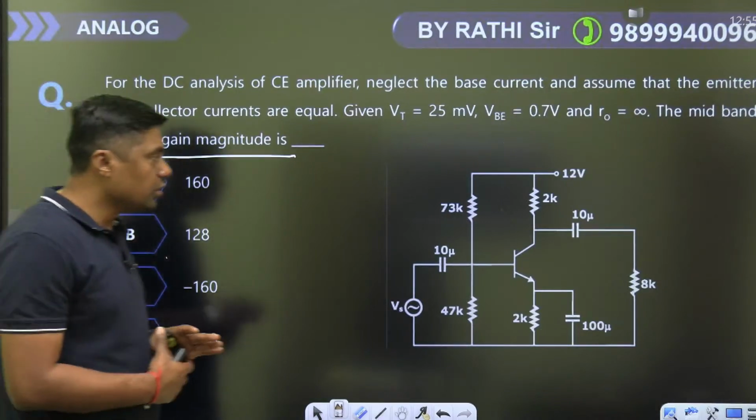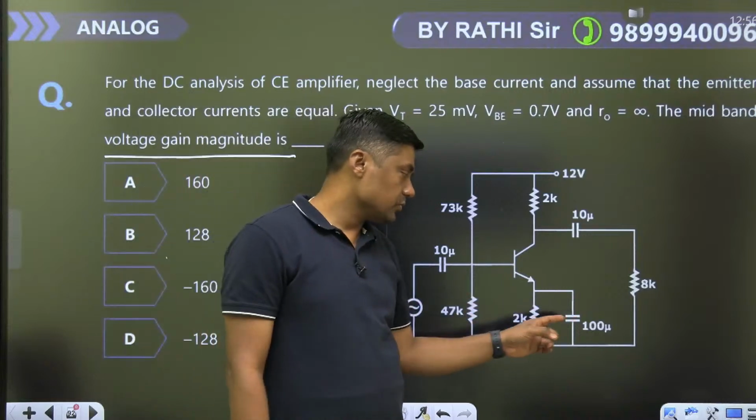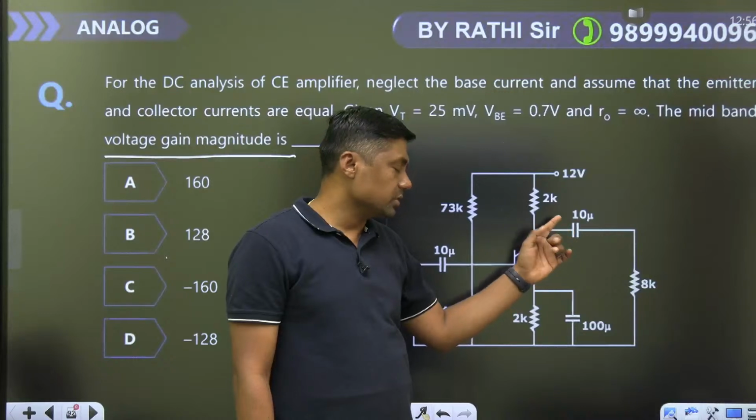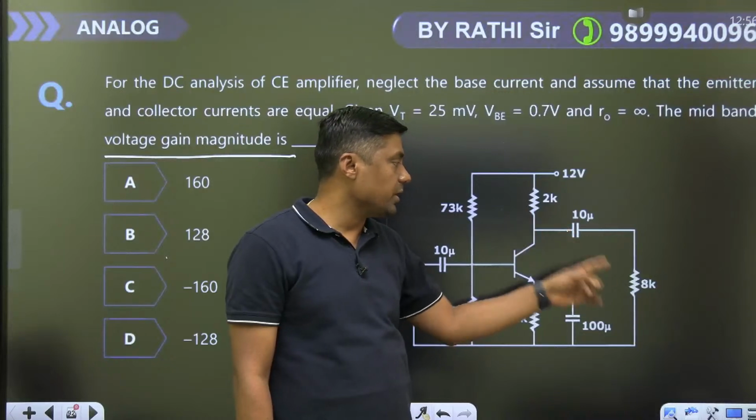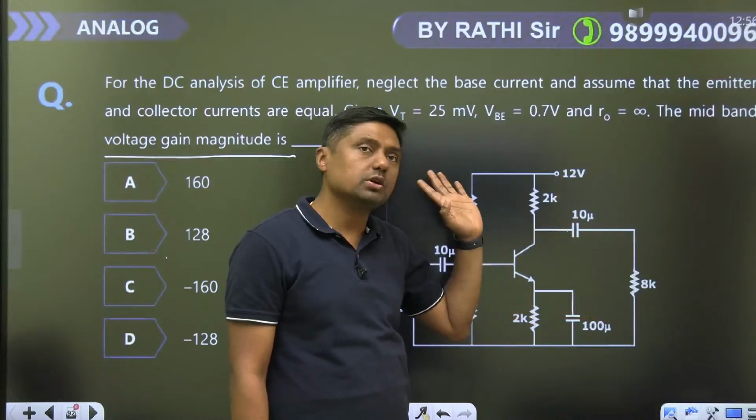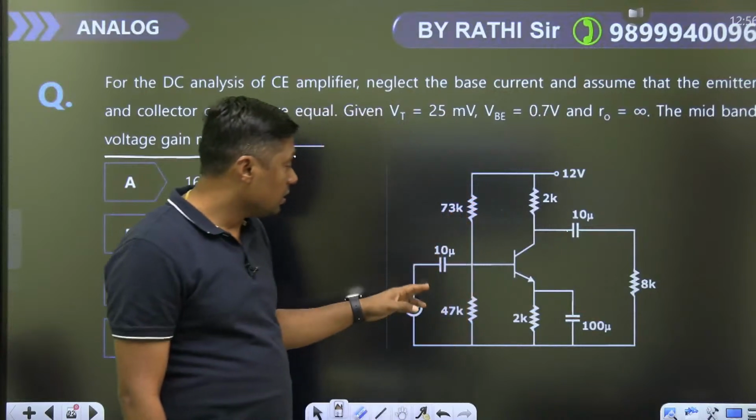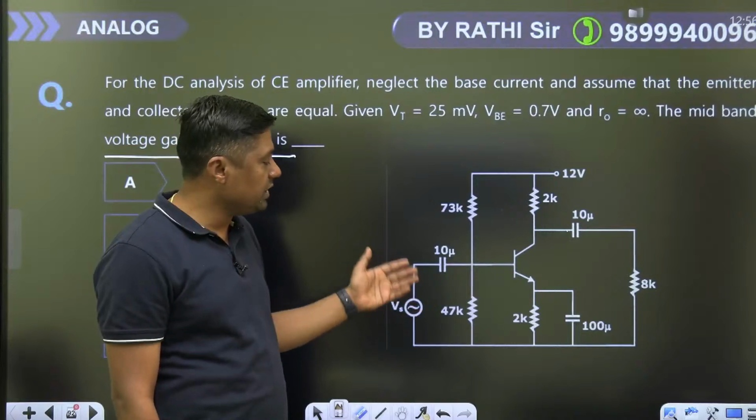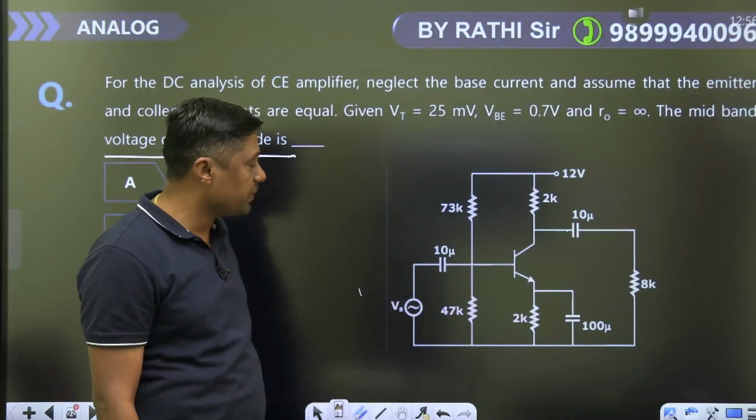So this 2 kilo ohm is bypassed. It will act as short circuit. 2 kilo ohm and 8 kilo ohm are parallel. This will act as what? 0. RS is not given. 99% RS is not given. Very, very easy question. 73 and 47 are parallel.